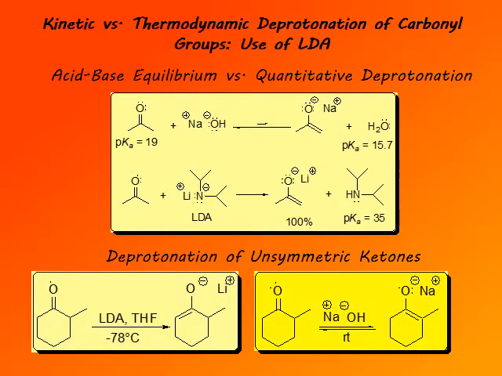Under thermodynamic conditions, since these are equilibrating conditions, more stable enolate anion forms. And more stable enolate anion is one where double bond is more substituted. So in this case, double bond forms between carbons 1 and 2 of cyclohexane ring. And so it's more substituted double bond. So two bases exhibit different regioselectivity when it comes to formation of enolate anion.